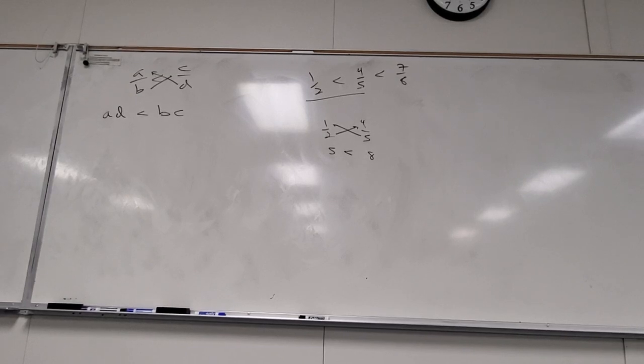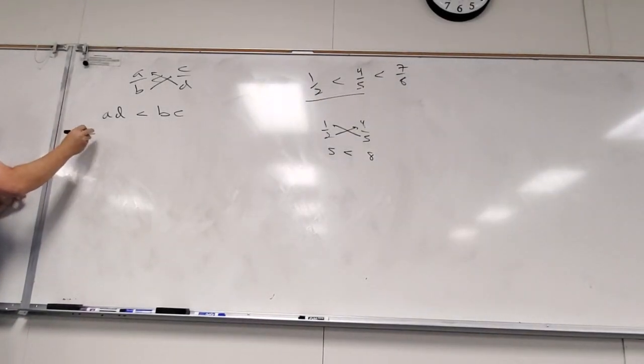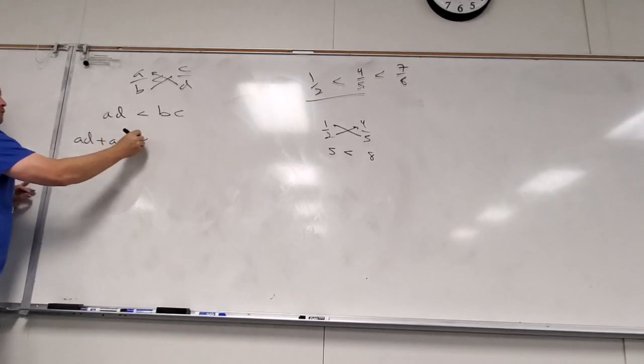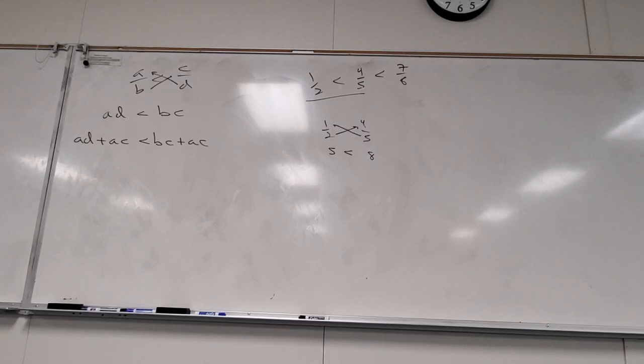Okay, now let's see if I can remember. So AD plus AC would be less than BC plus AC. That's an old thing we learned before. If I add the same thing to both sides of an inequality, it stays the same. Is that cool? Stay with me now. You're never going to have to do this yourself, unless it's a bonus question or something. But follow me. I want this to make sense.